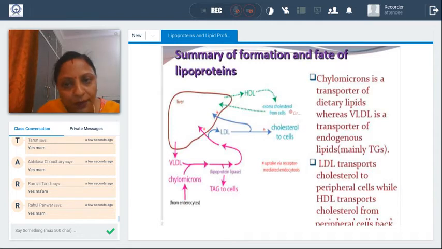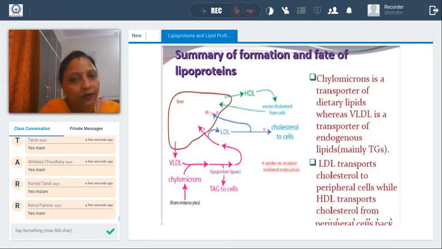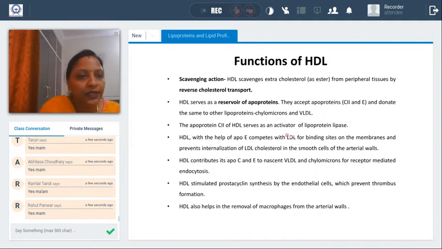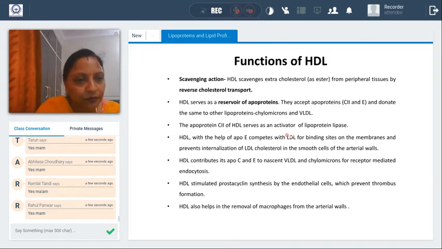So now is it clear, extrahepatic cholesterol to liver by SDL, and LDL cholesterol to cells from liver. So now is it clear to all of you? Summary of formation and fate of lipoproteins. Have you understood? So please write in the box what is the main function of LDL. Please write in the box function of LDL.